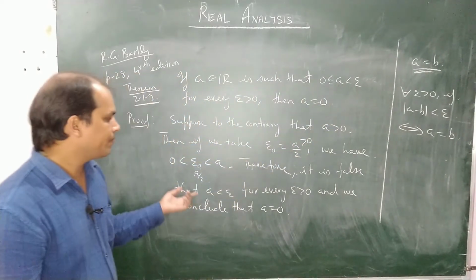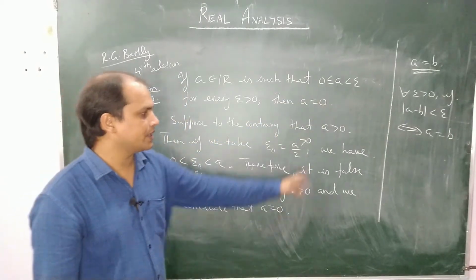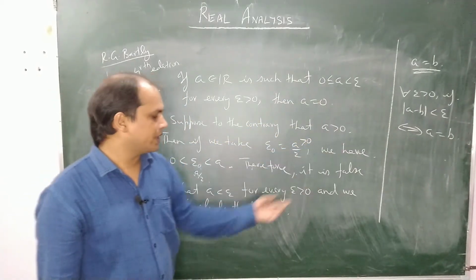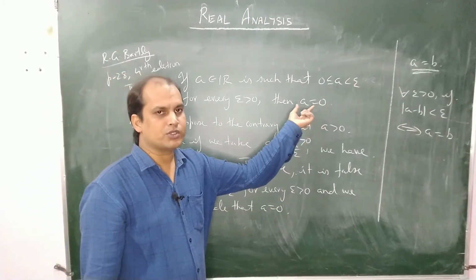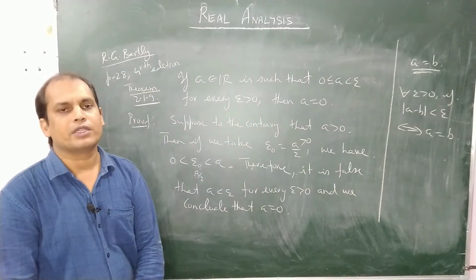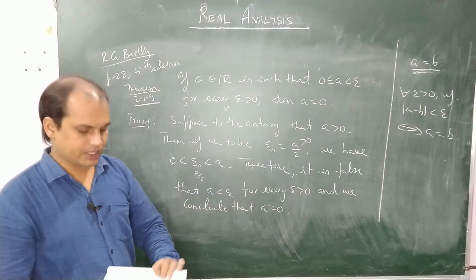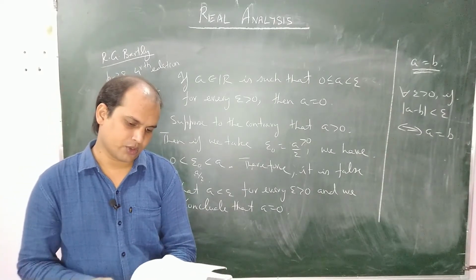So it is going to violate our own assumption. This is the reason that a greater than 0 is not possible. So A has to be 0. Now using this one can also prove that the infimum of this set 1 by n is 0. That is given on page number 42 or 48 in your book.